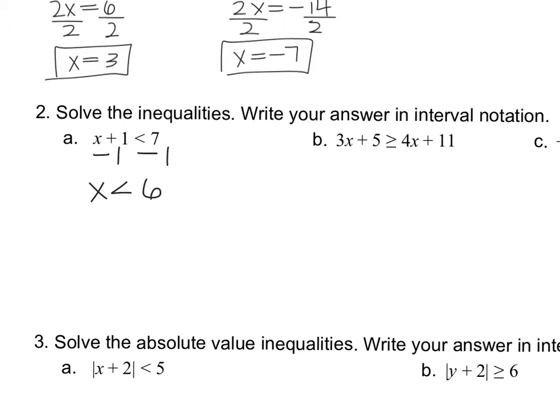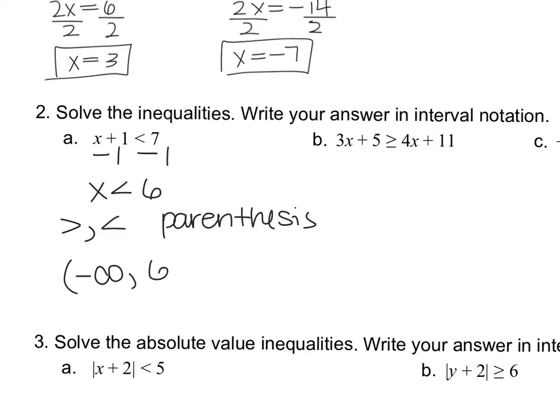When you're writing interval notation for an inequality, anything that is strictly greater than or less than is going to have parentheses. So that means if I'm writing the solution for everything less than 6, I'm going to start with negative infinity, and then I'm going to end with 6, and I'm going to put a parenthesis with it.